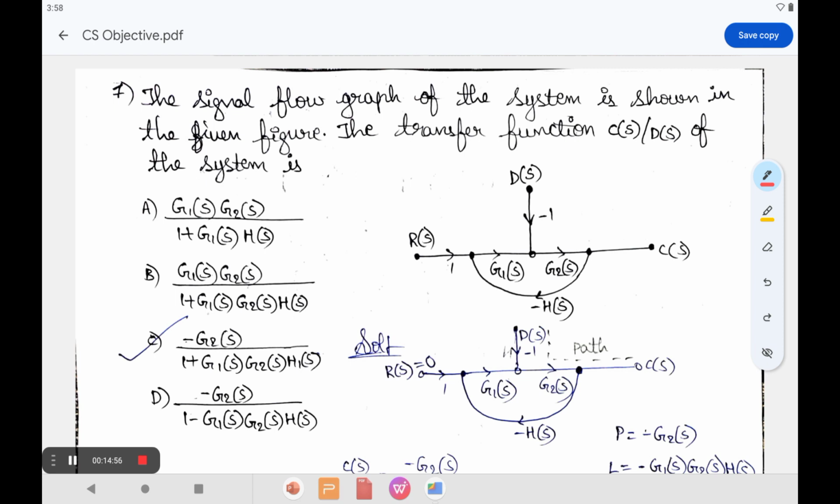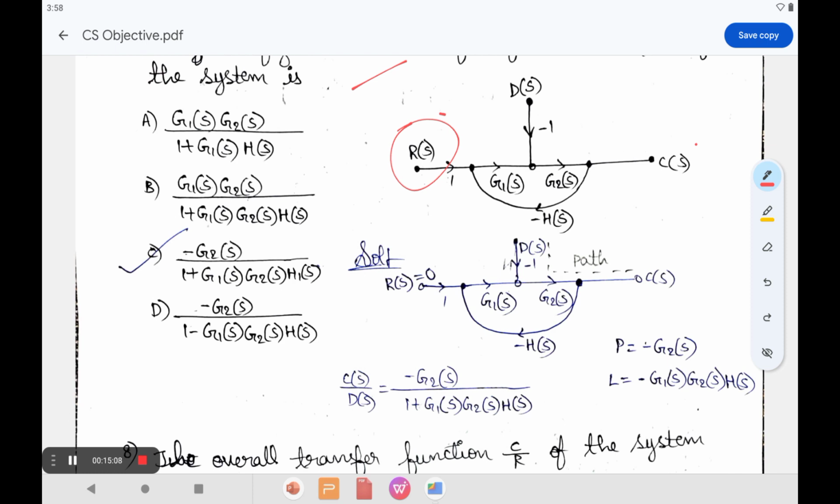That means the signal flow graph for this is shown in the figure, and the transfer function is C of S by D of S. So for C of S by D of S, you will treat R of S as equal to 0. So check the remaining possibilities. So C of S means G2 of S, H1 of S and G of S direct. So G2 of S, H1 of S, and these are all connected in a series fashion.